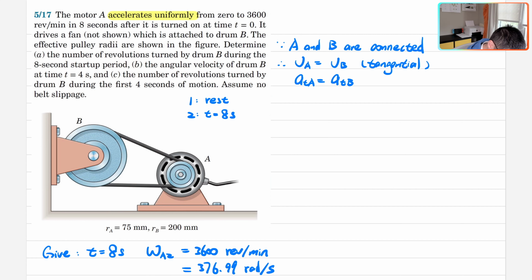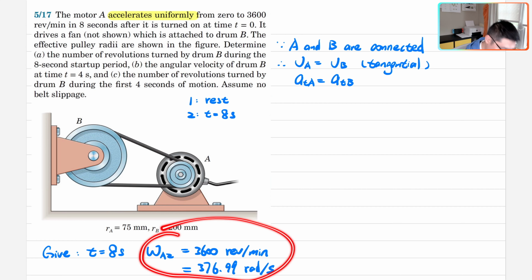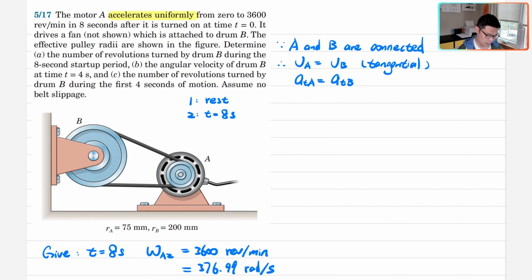Okay, with that in mind, let's see. We're given the angular velocity of A at 8 seconds. This is state number 2. Let's find out the angular velocity of B when t equals 8 seconds. We can use the relationship we just got, because vA and vB are the same. Tangential velocity is r omega. So we have rA omega A2 equals rB omega B2.